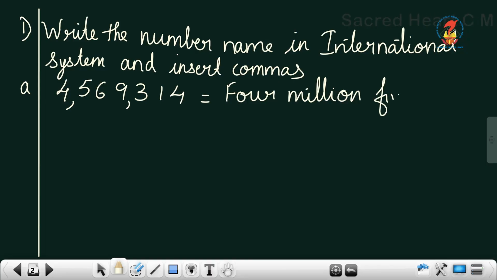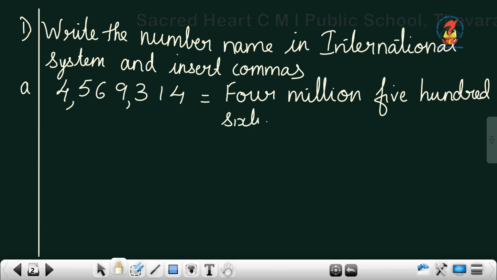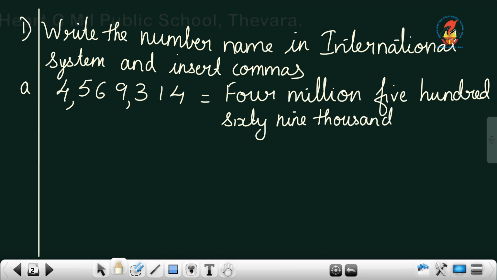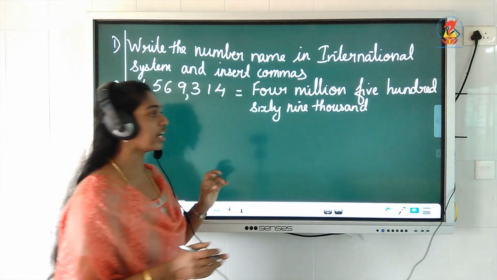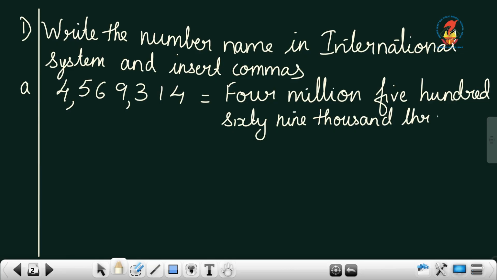So, 569,000. That was thousands period. So, you have to write 569,000. Then you have the ones period. Again read the number together. 314. So, you get 314.